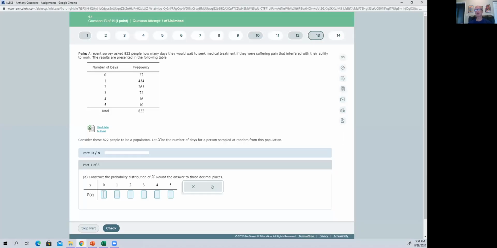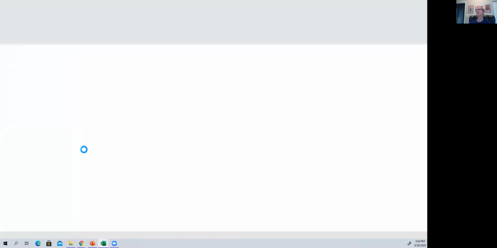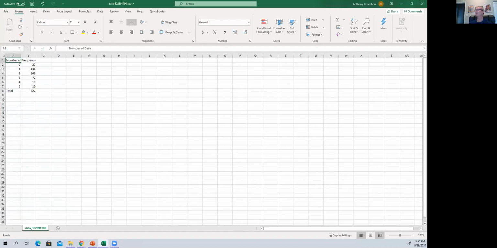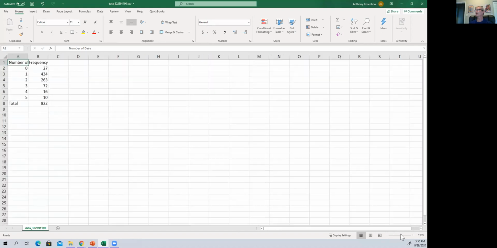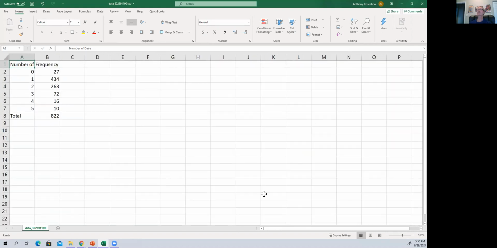Okay, so this is problem number 13 in the Alex homework. And I'm going to use this as an example to walk through a spreadsheet calculation of everything we did so far. The beauty of this is it just downloads right to Excel. Let's see if it does it. Yay, it does. Let me make that bigger so we can see it. So you don't even have to type it in.